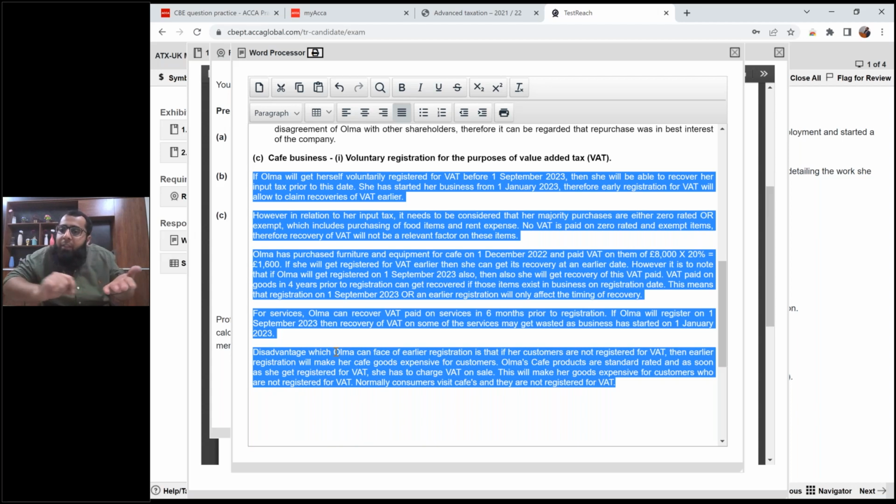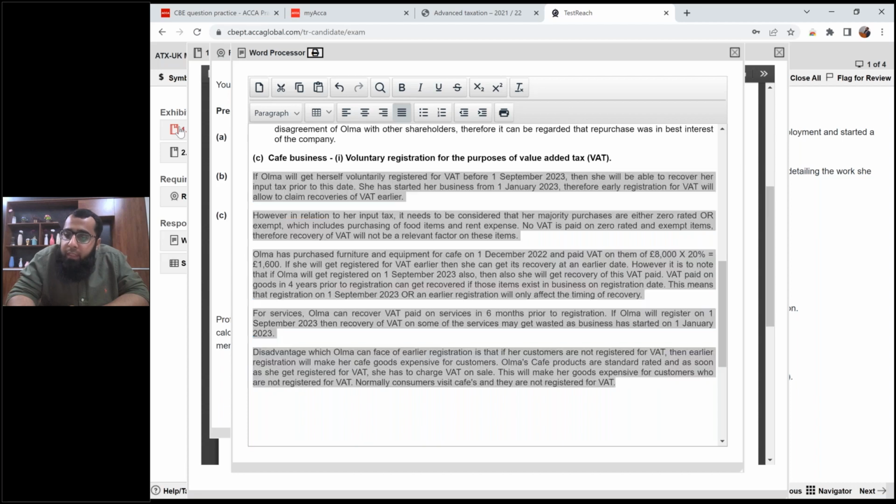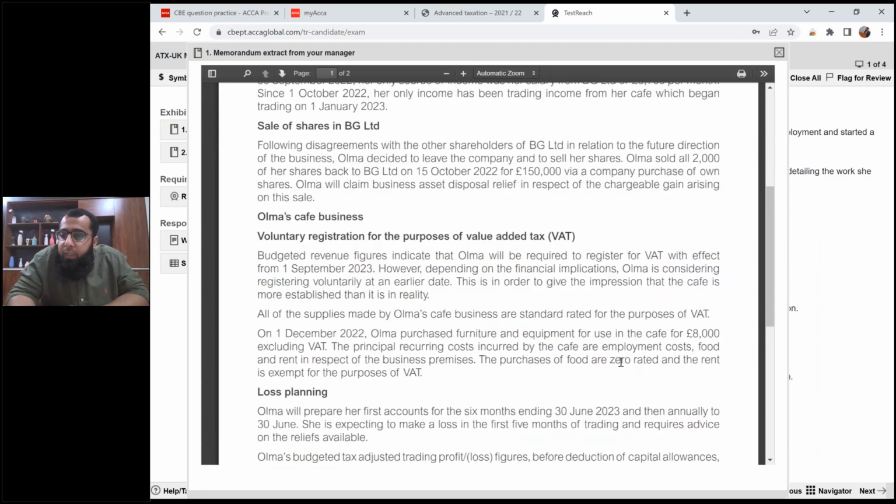Now, it is not about writing the answer; you cannot change the sequence. Since the paper is computer based, you can simply press enter and move it down. One student is asking, "Sir, how did you know that food is a zero rated item?" It was written in the question. The purchase of food are zero rated. Here it was written.